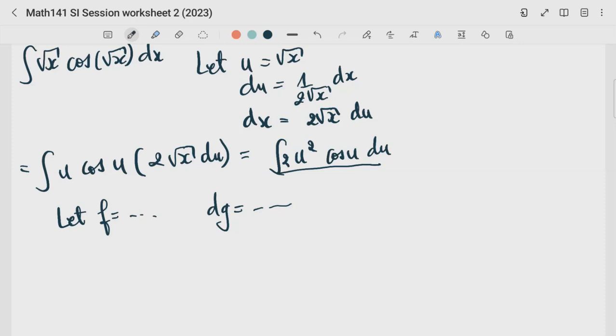Right, so what do you guys think? We can try, for example, both of these functions are easy to integrate and derive. So let's say we try f as our u squared. Let's leave out the constant too for now, because it doesn't affect our integration. So let f be our u squared, and let our dg be our cos u du.